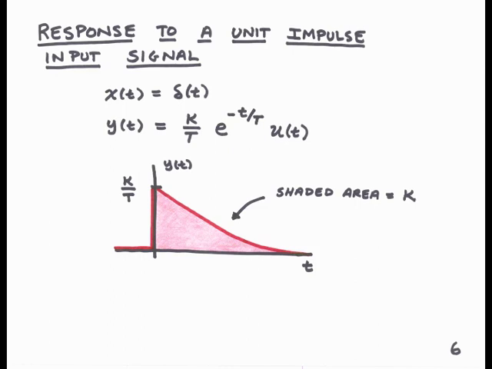We've graphed it here, and you can see it starts off with a value of capital K over the time constant capital T at time 0, and then it decays, and the rate of decay is given by the time constant, since that decay is given by e to the minus t over capital T. We'll note that the area underneath this curve, shaded here, is equal to the DC gain, capital K.